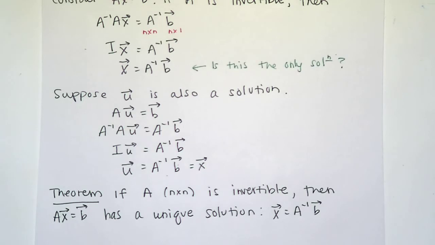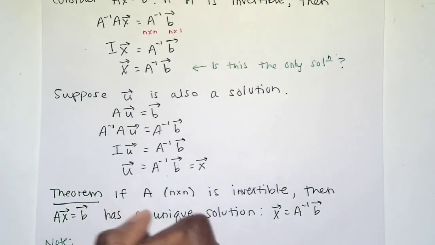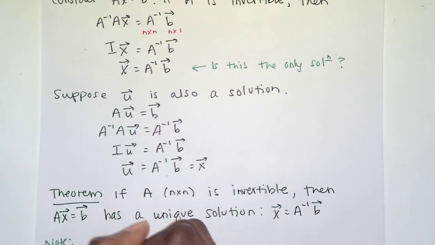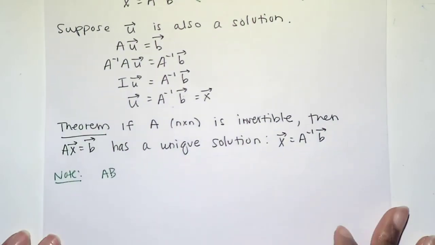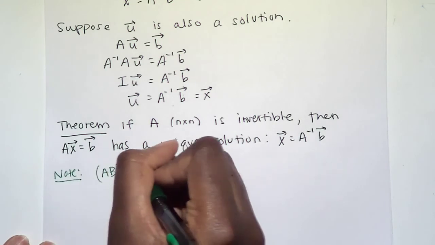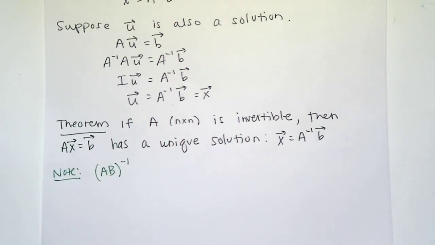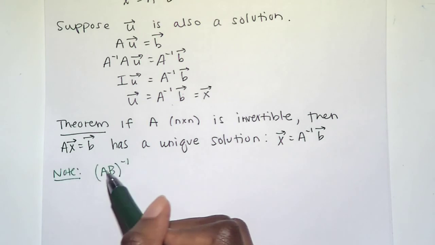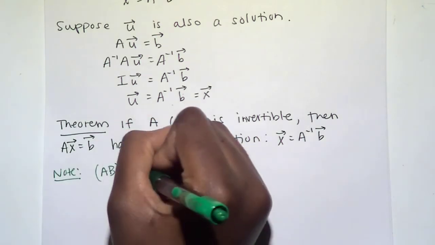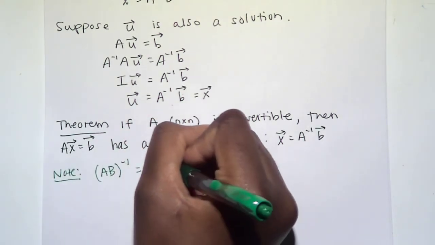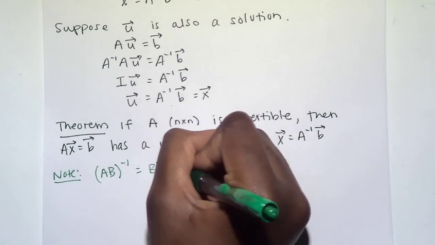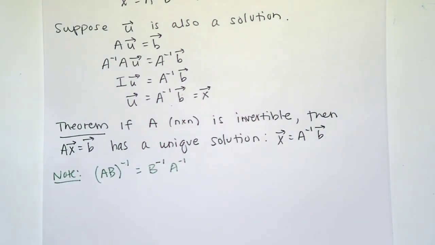All right, let's look at a quick little note, something to keep in mind here. If we take A times B, this product, and take the inverse of the whole product, that is not the same as distributing the inverse. We saw this with the transpose. It's very similar. This is actually the same as B inverse times A inverse. Let's talk about why that is.